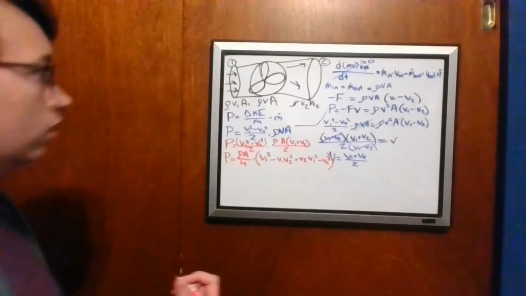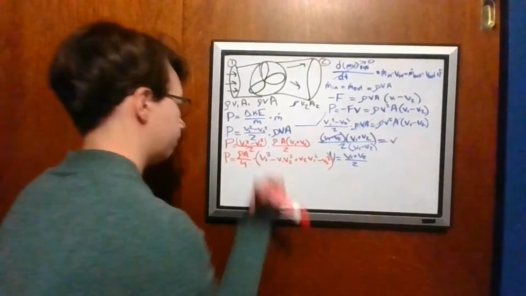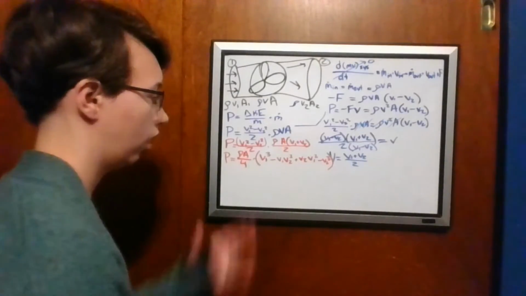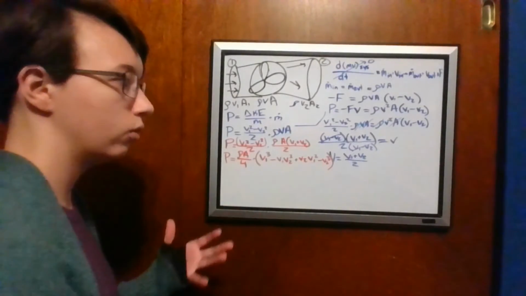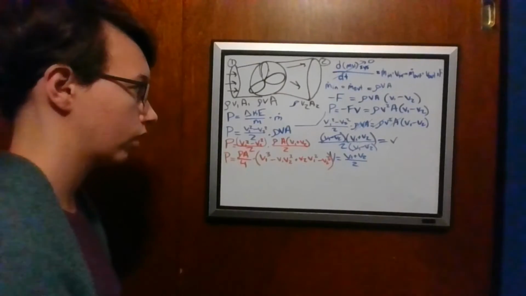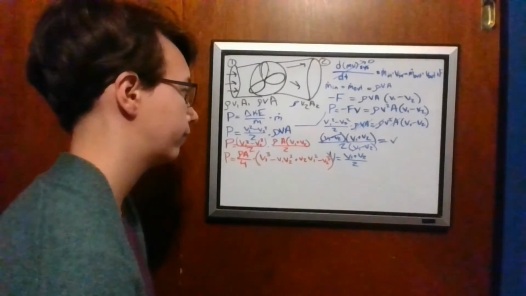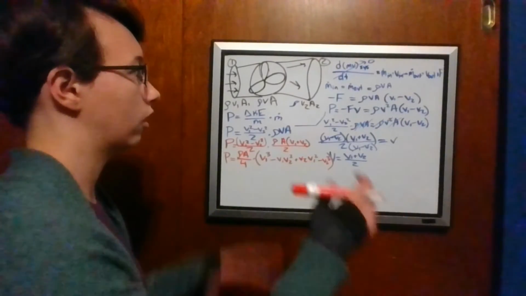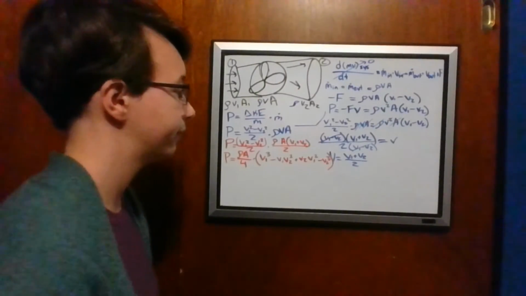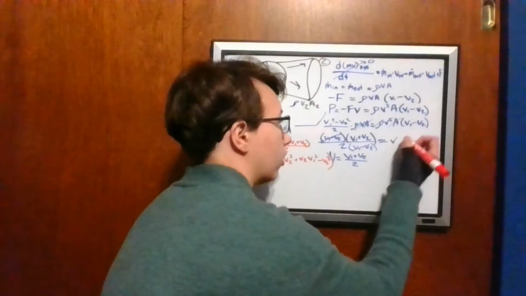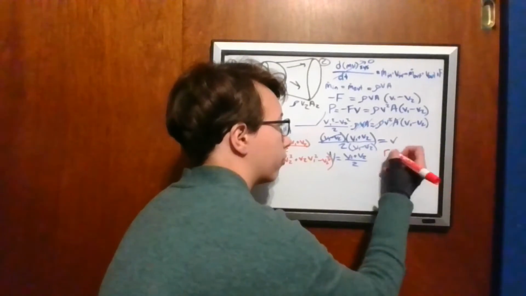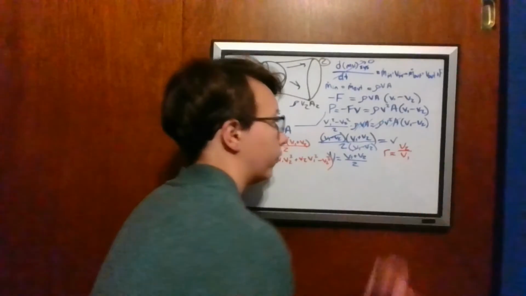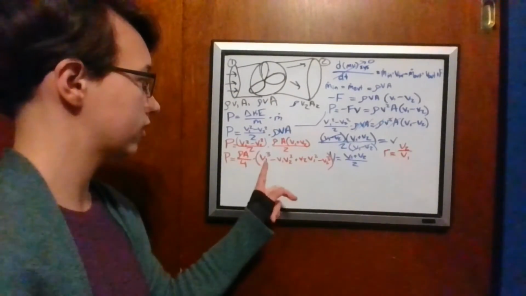Alright, so at this point we can create a new variable, and we're going to create a variable for the ratio of our two velocities. So we're going to do that over here. We're going to call this variable r for ratio. It's just going to be the ratio of V2 to V1. And we're going to try to incorporate this into here.